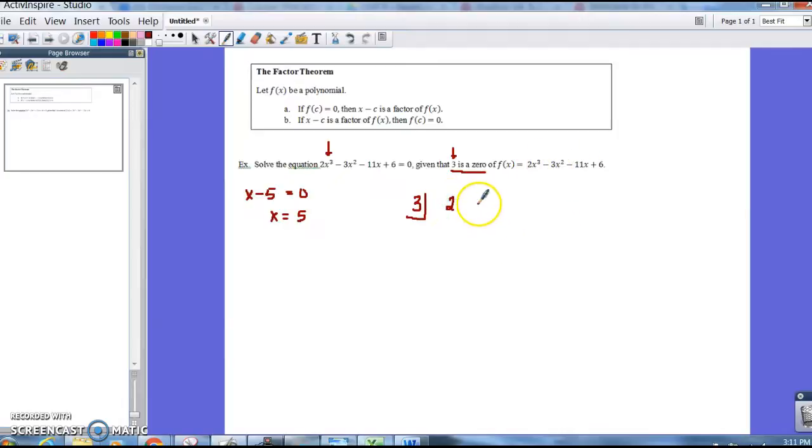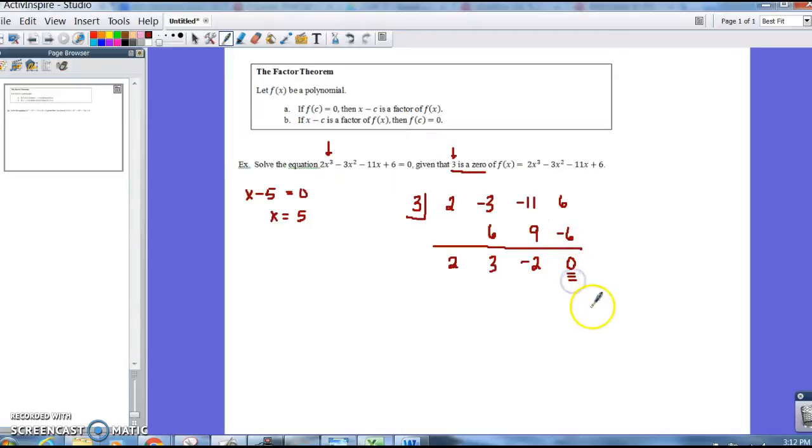I've got 2, -3, -11, and 6. Bring down the 2. 3 times 2 is 6. Add those, that gives me 3. 3 times 3 is 9. Add those, I get -2. 3 times -2 is -6. Add those, I get 0.